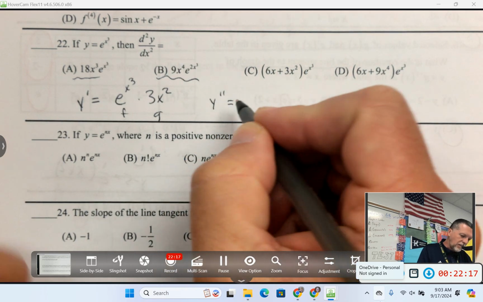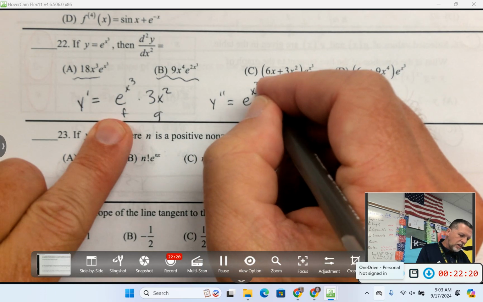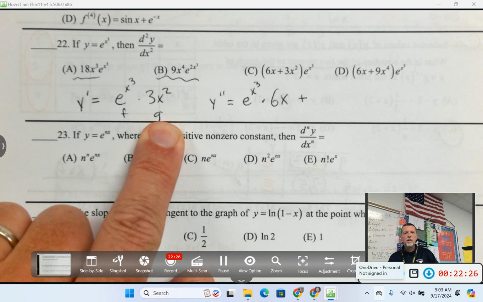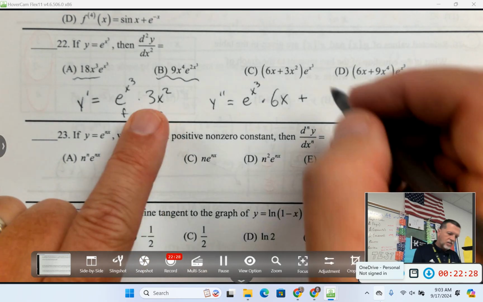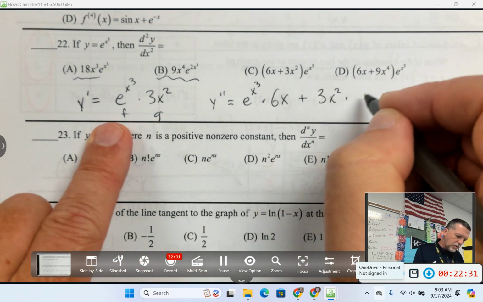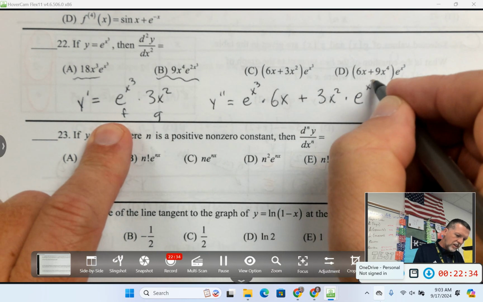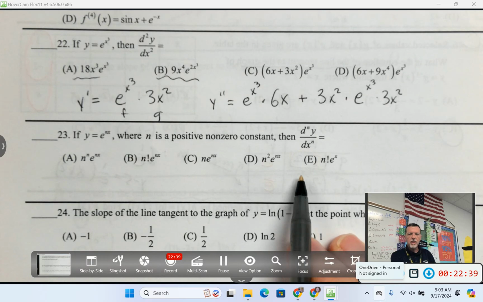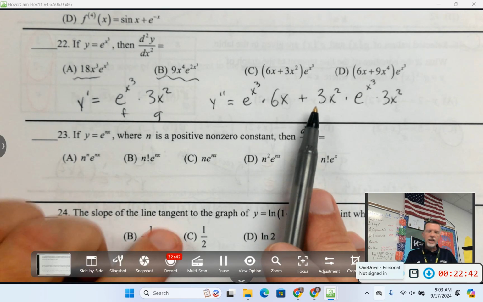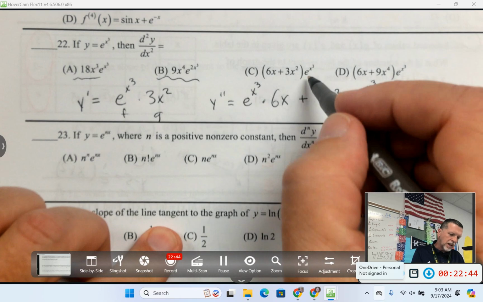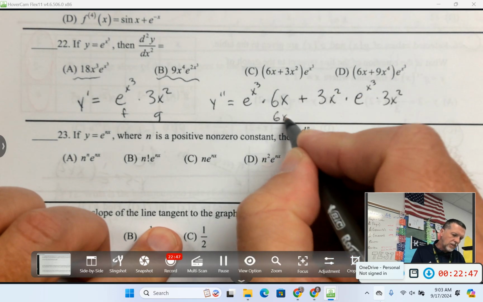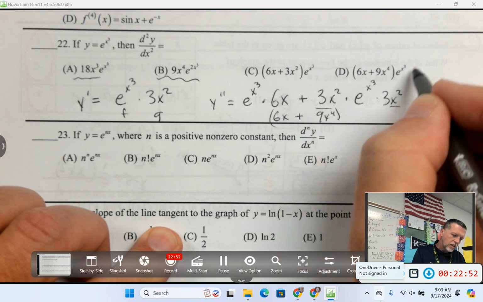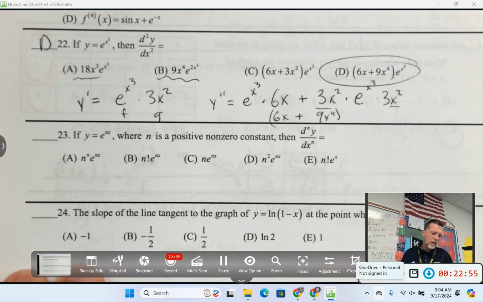So second derivative would be first times derivative of the second plus second times derivative of the first. So let's see here. I have to factor out e to the x cubed. Both of them did that. That would leave 6x plus 9x to the fourth. Answer choice D.